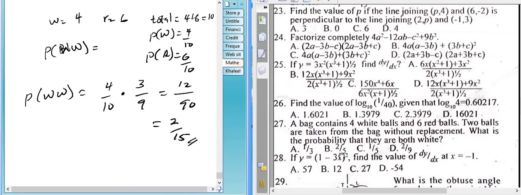Maybe this is their mistake, maybe the 2/5. So the answer should be 2/15. That's the correct answer, which is most likely to be option B, maybe because of the mistake, but that is how the question is. So going to the next question, that's question number 28.